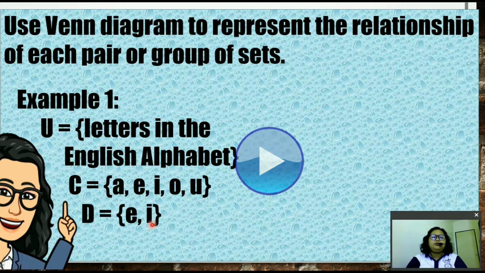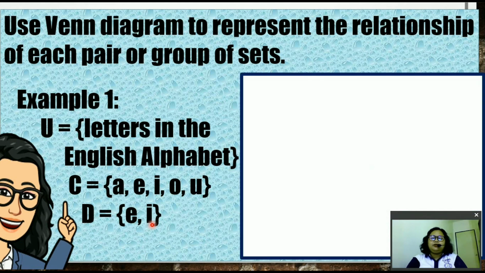So, how are you going to represent this using the Venn diagram? The universal set, set C, and set D. We're going to draw a rectangle and 2 circles. Are they beside each other? Will they overlap? Or will one circle be inside another circle? Okay. So, you're going to draw first the rectangle as your universal set.